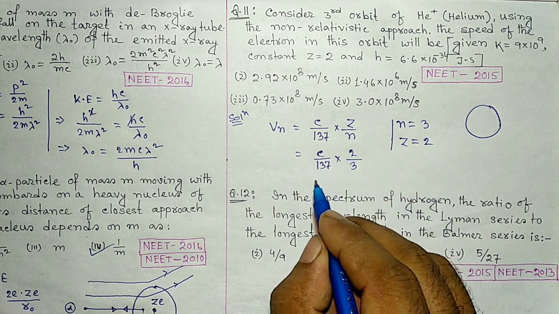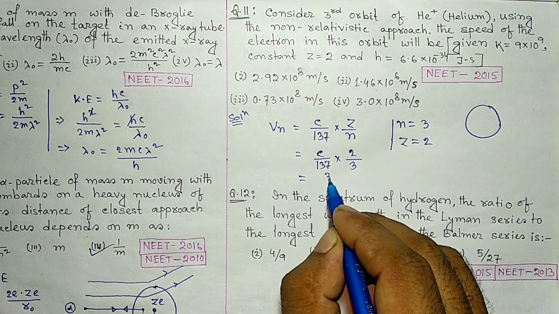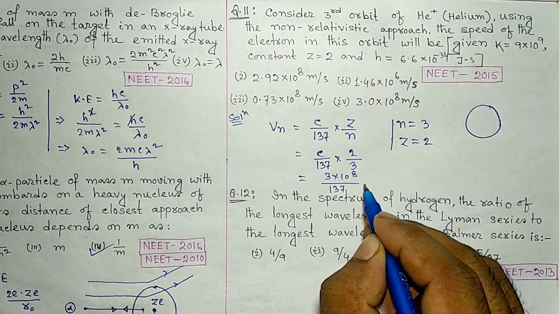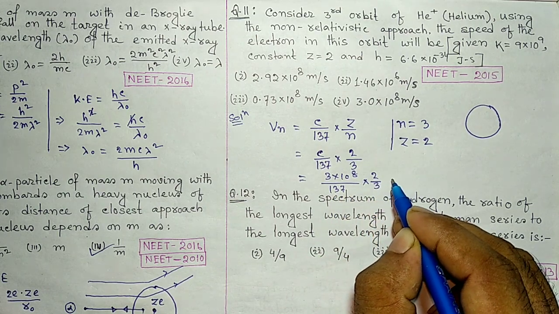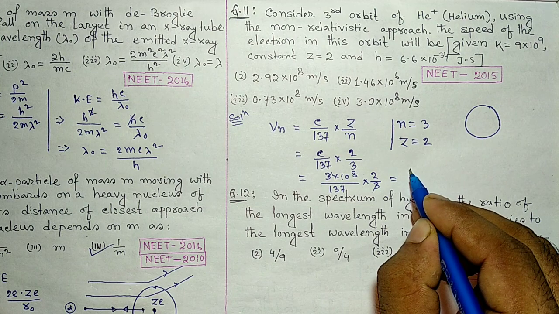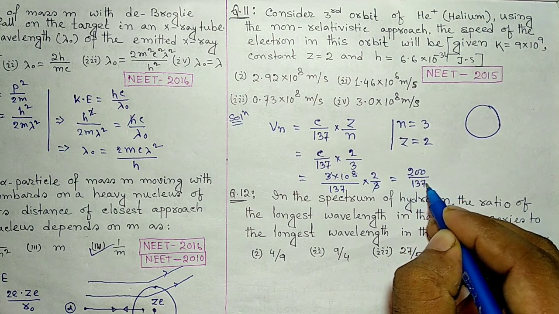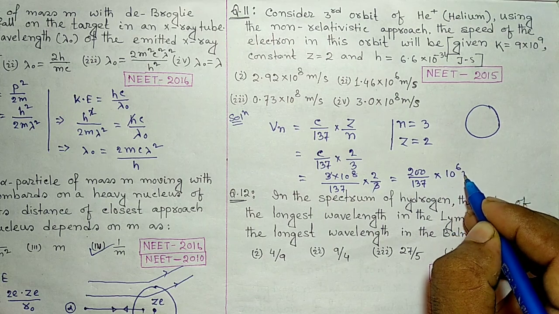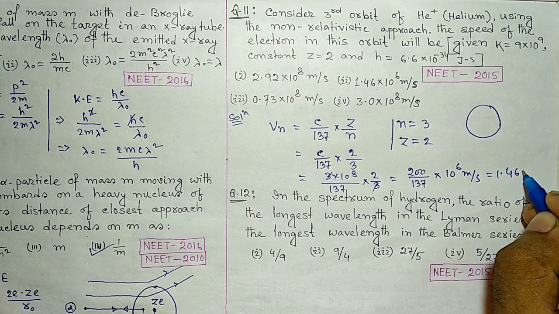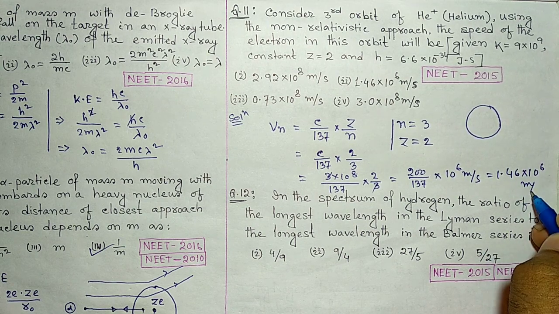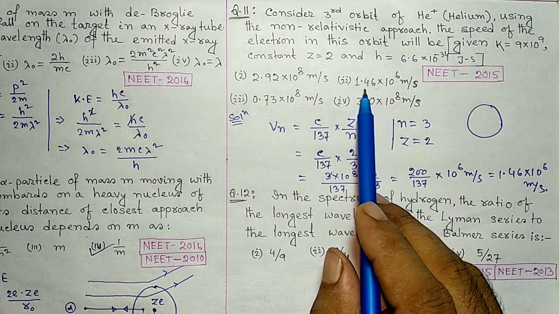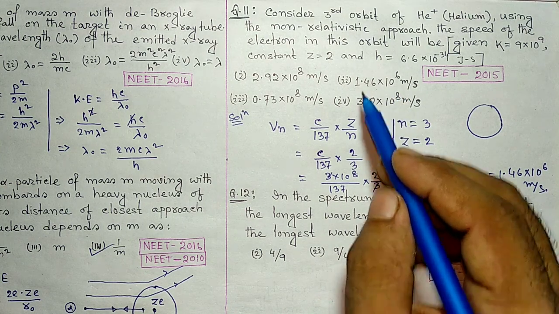The value of c is 3 into 10 to the power 8, divided by 137, into 2 by 3. The 3 cancels. So 200 by 137 into 10 to the power 6 meter per second, which is approximately 1.46 into 10 to the power 6 meter per second. So our answer is 1.46 into 10 to the power 6, which means option 2 is the right answer.